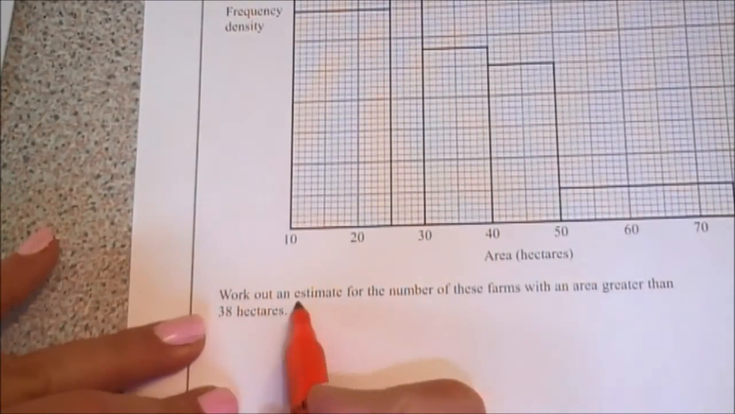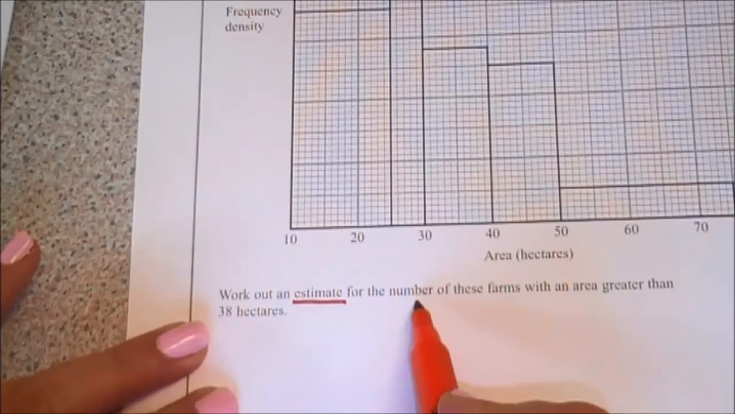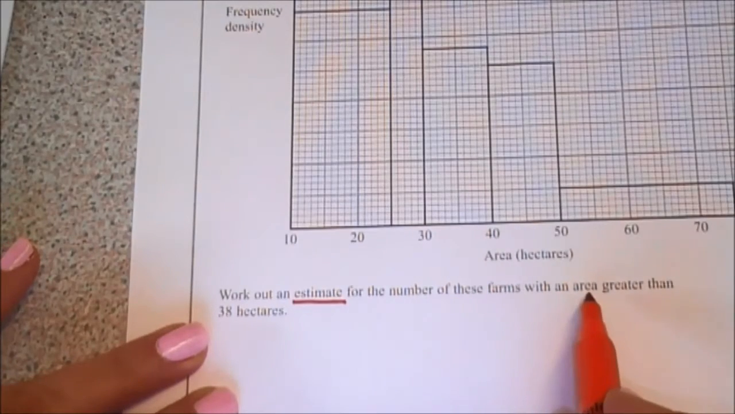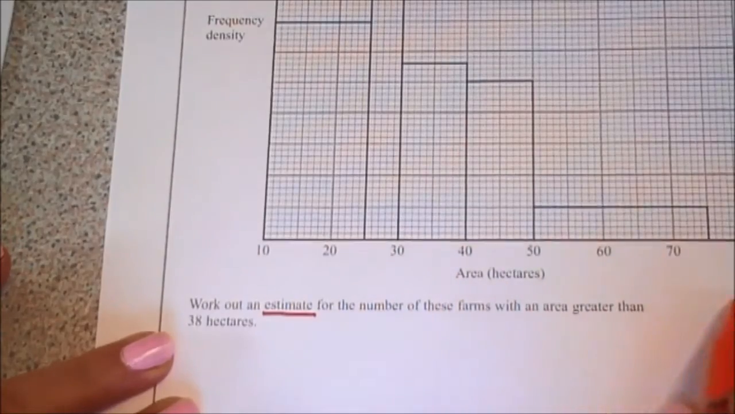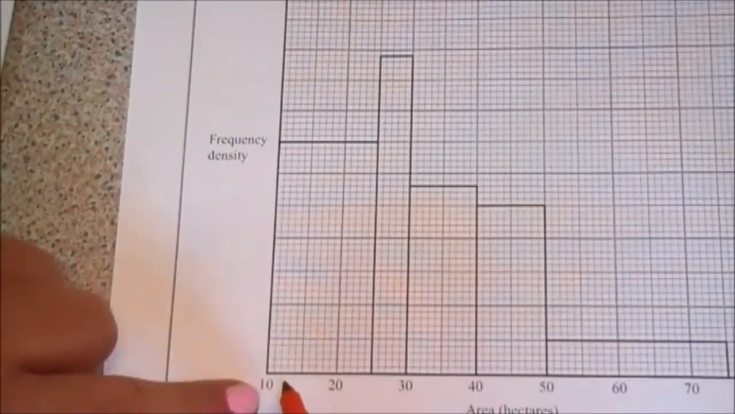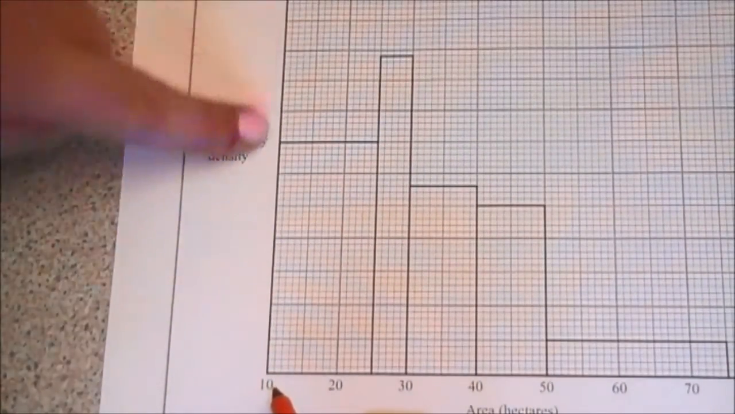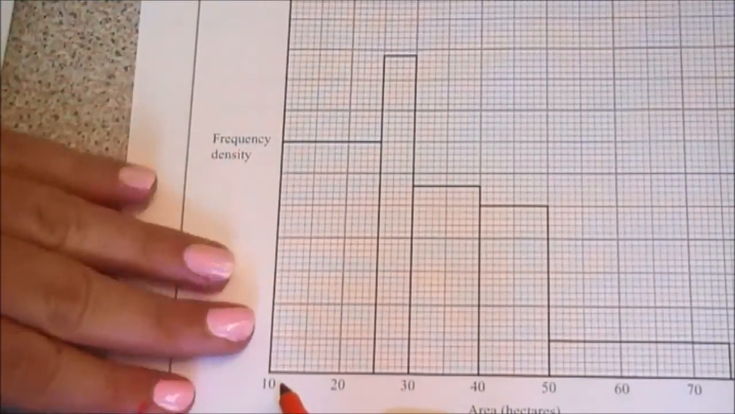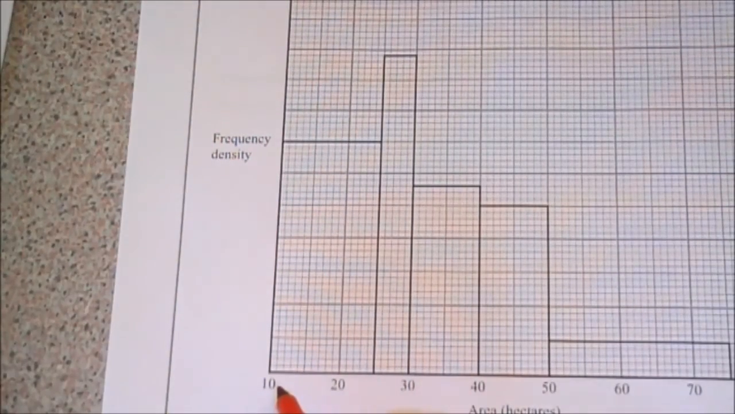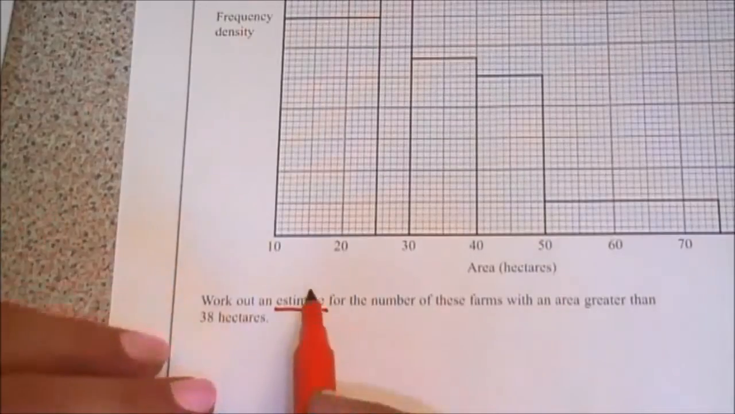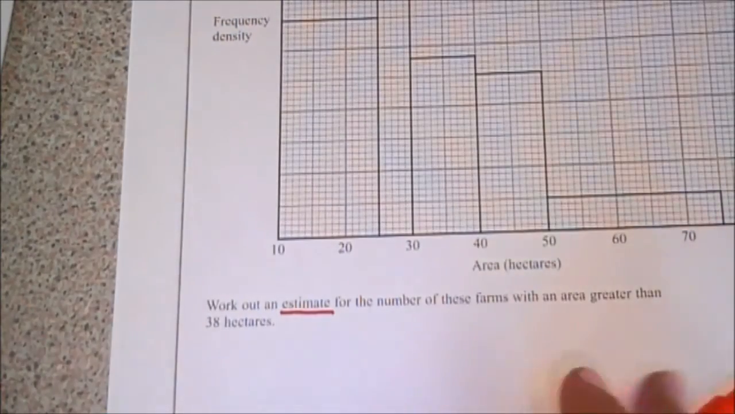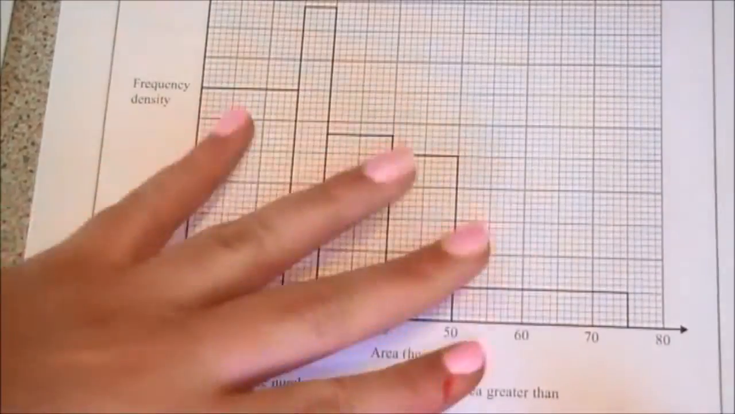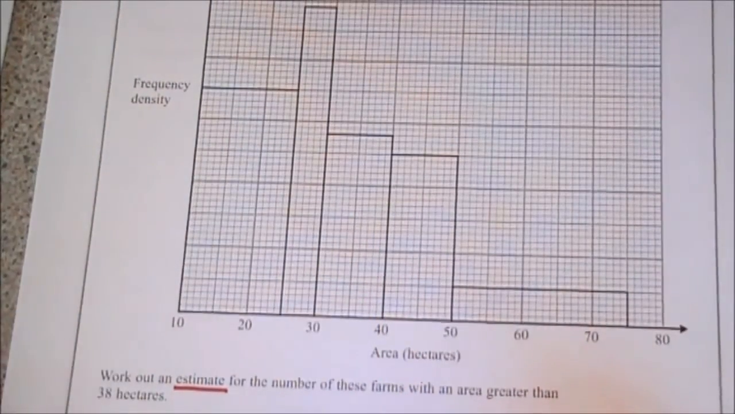They want us to work out an estimate for the number of these farms with an area greater than 38 hectares. So here's the area in hectares of the farm, and here is the frequency density, which has been left blank, which makes our life just a little bit trickier. So we're going to deal with that part afterwards. What I need to do is work out some kind of a key or a scale for this histogram.